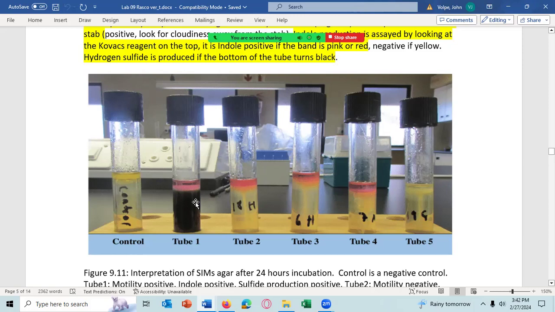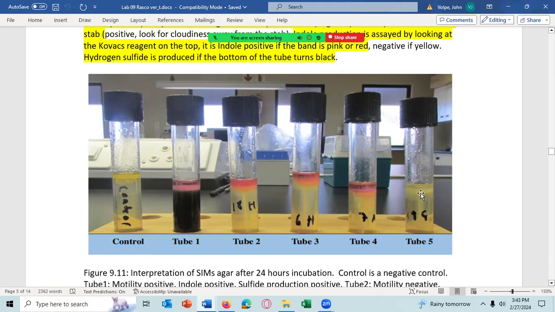Any questions about that? So the motility test is being run. We're also looking at the production of indole, and after you incubate the tubes, you add Kovacs reagent to the top of the tube. There it is there. And you see how the Kovacs reagent has turned pinkish or reddish on these tubes. That's because indole was here to react with the Kovacs reagent. So tube 1, tube 2, tube 3, and tube 4 are indole positive. The control tube is indole negative. And then tube 5 is also indole negative.